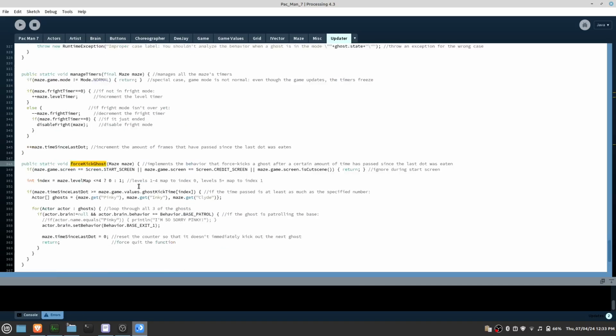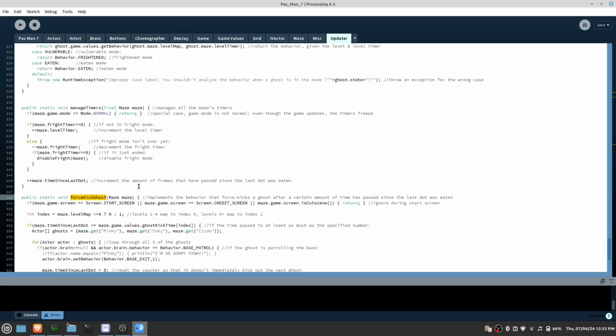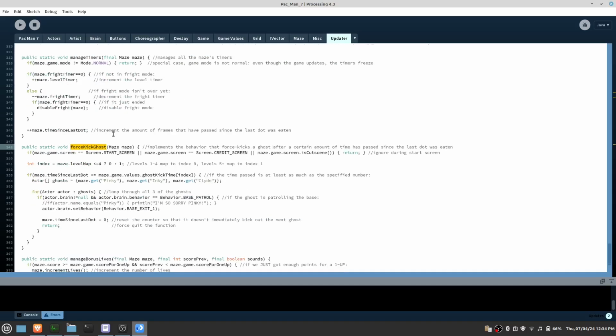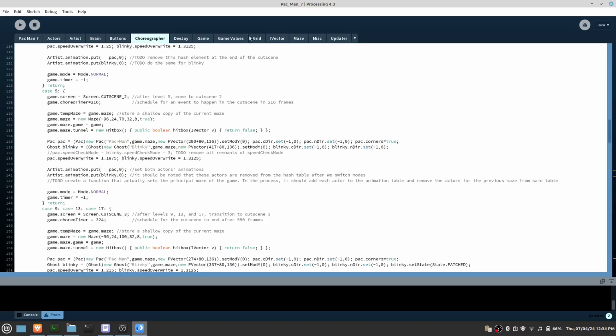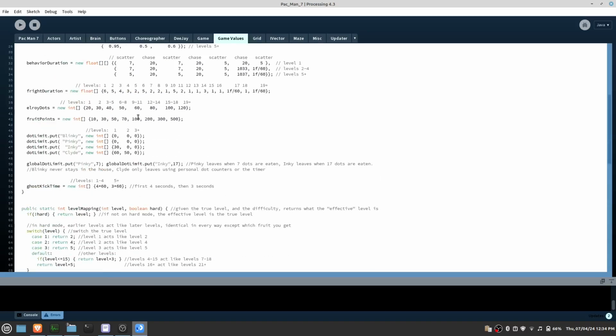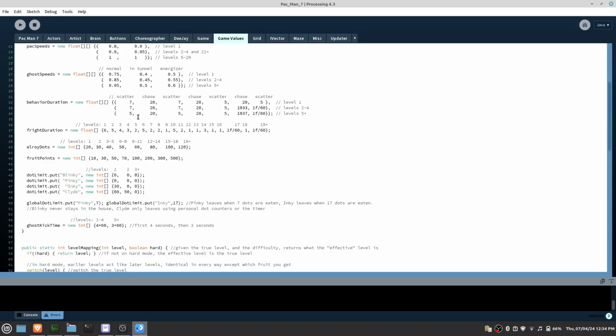Force kick ghost, because in general they manage when the ghosts leave based on how many dots Pac-Man has eaten. But if he goes long enough without eating any dots, then they'll just force kick the ghost so that you can't exploit the system. The game's got to progress. Although I guess that's not much of an exploit because you can't win that way.